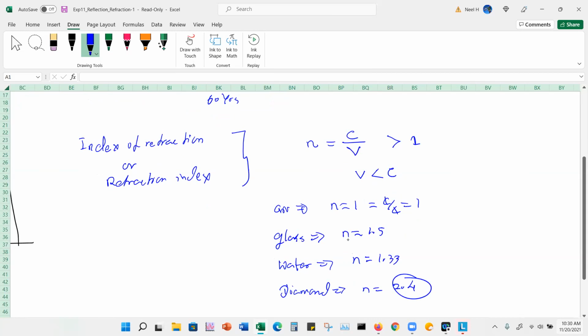That is the reason that inside the diamond, the speed of the light V is very, very small. It is smaller than 50% of the ultimate speed. Okay, so that's the idea of refractive index.